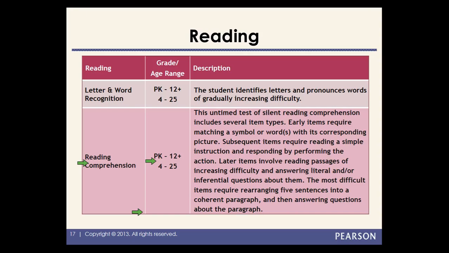So you see the developmental progression of these items: they start out very simple, and they get a little bit more difficult as they go along. When we think about the most difficult items in here, they are going to require rearranging 5 sentences into a coherent paragraph, and then answering questions about that paragraph. So we are moving from very simple items, so we can measure the young kids and actually get a measure of reading comp in young kids, and then also the ability for us to measure reading comprehension in older kids with higher abilities.